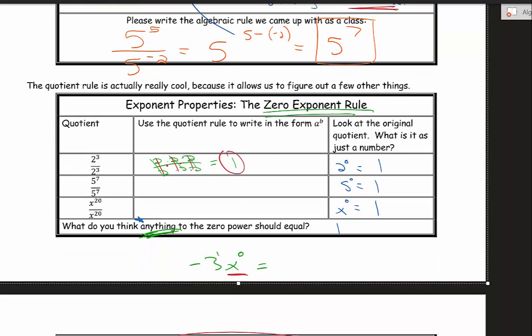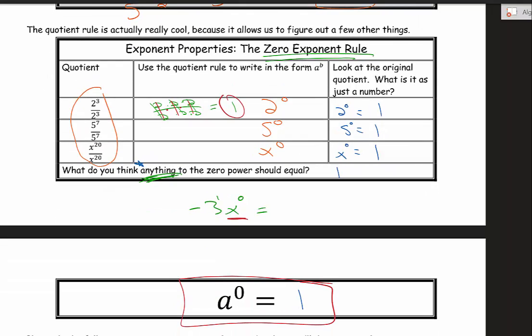Alright, zero exponent rule. So when we divide all of these, we're going to end up with 2 to the 0, 5 to the 0, x to the 0. Okay, just make sure that turns into 1. If there's anything else involved, okay, so we do say that anything to the 0 power is 1.